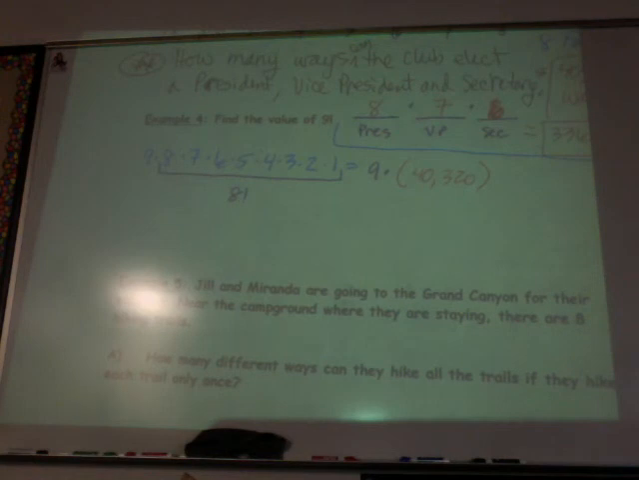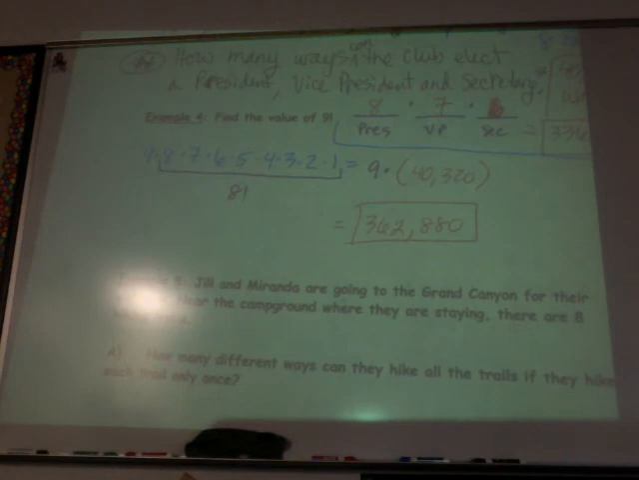What'd you get? 362,880. Okay. So that's one way that you can shorten things up if you know part of the factorial because you've done it before.